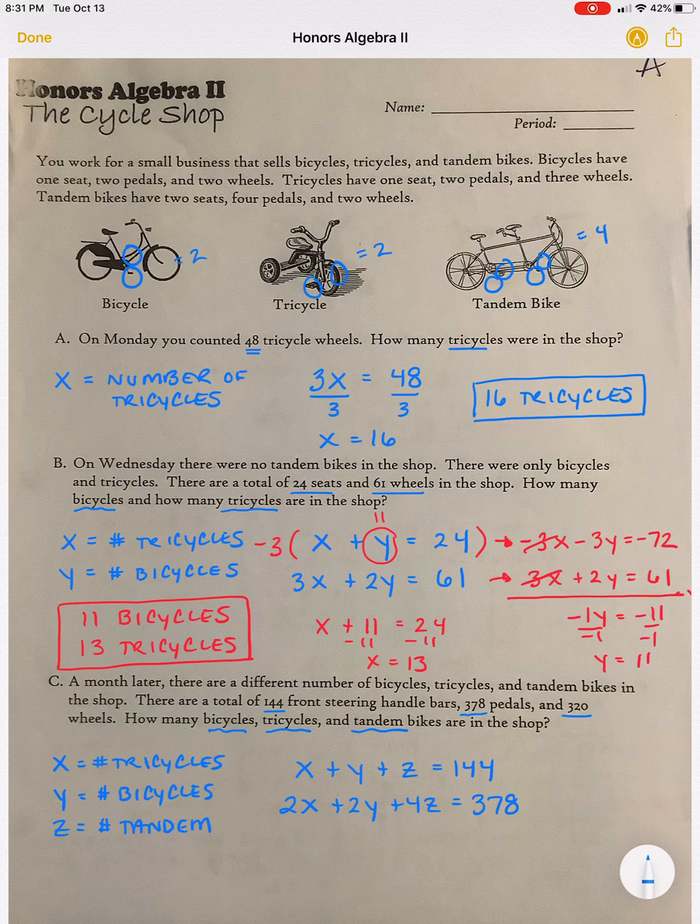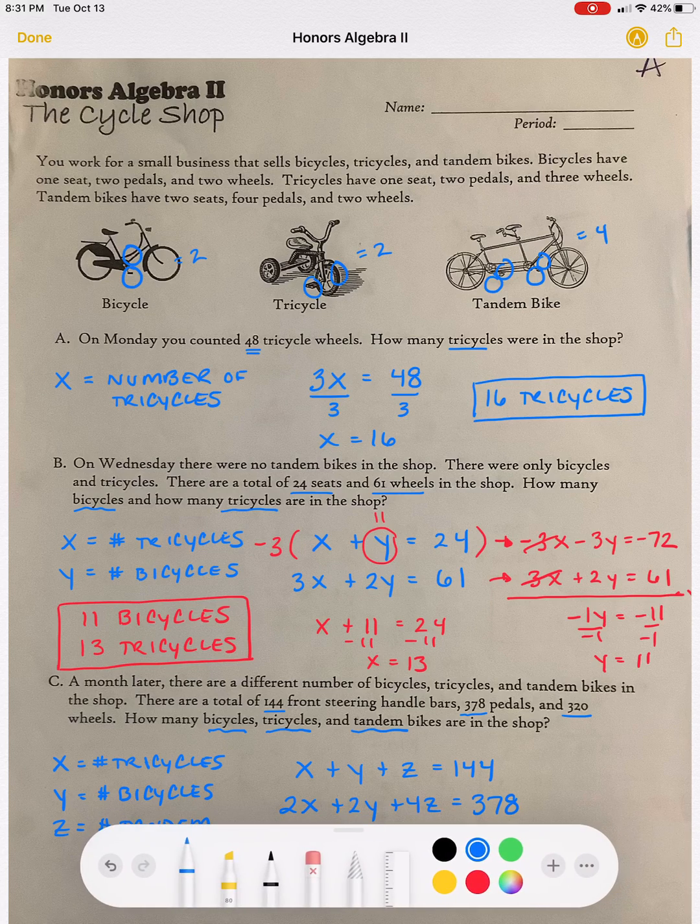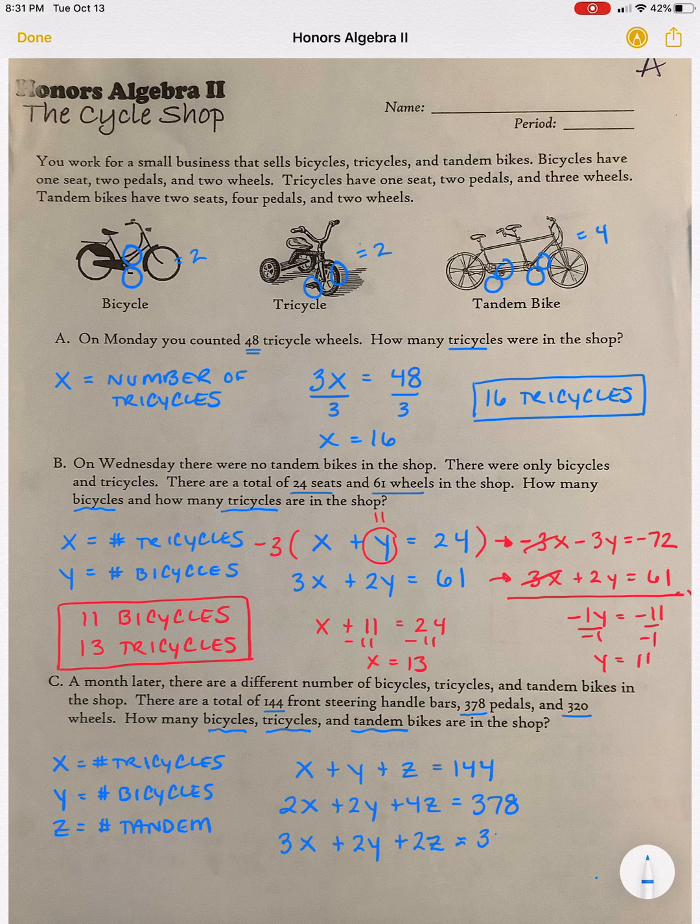Finally, with wheels, a tricycle has 3 wheels, a bicycle has 2 wheels, and the tandem bike has 2 wheels. And that's going to equal a total of 320 wheels. So this right here is the system that we're going to be solving.